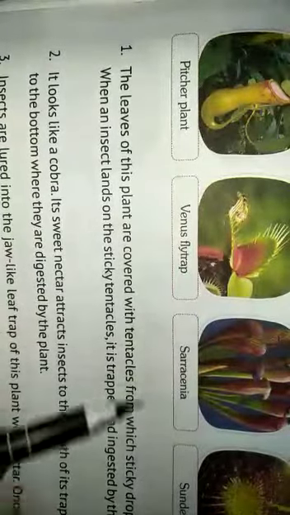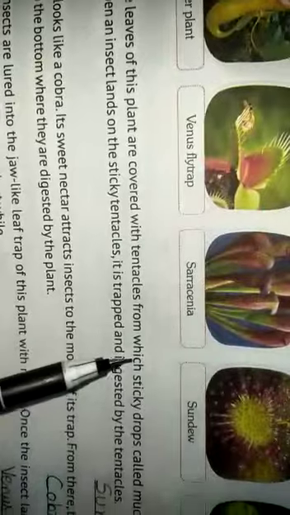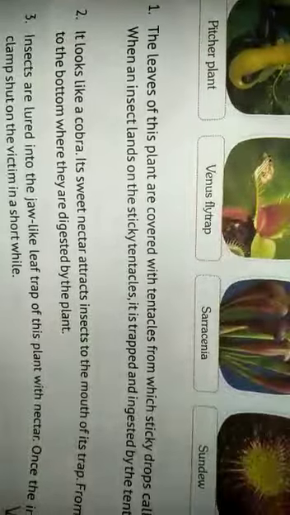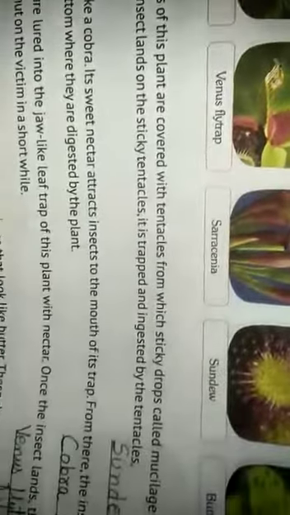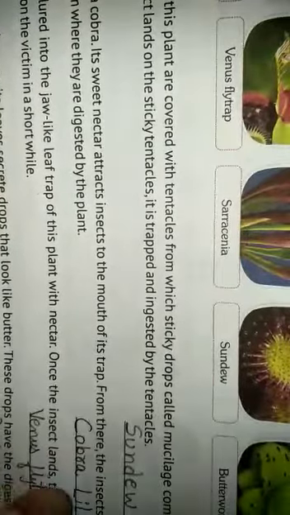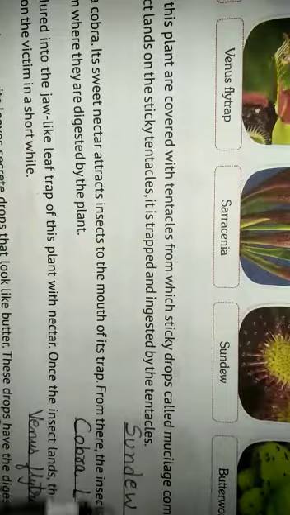The leaves of this plant are covered with tentacles from which sticky drops called mucilage come out. Okay, children, when an insect lands on the sticky tentacles, it is trapped and ingested by the tentacles. So which plant is that? It is sundew. Okay, next comes number 2.